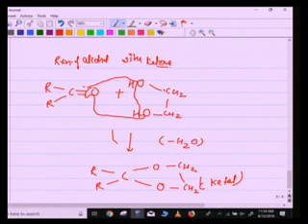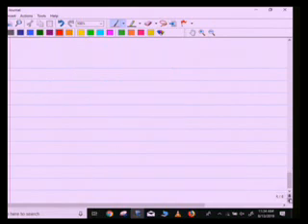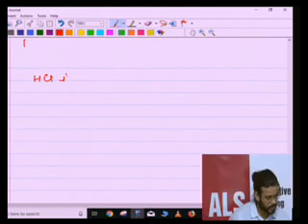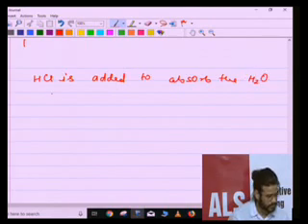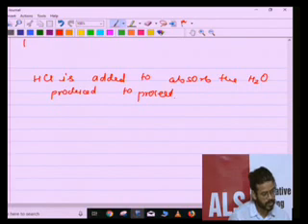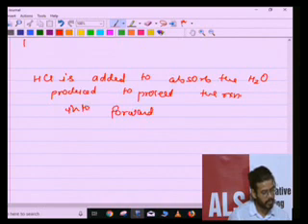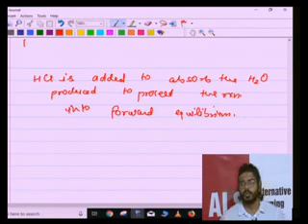Okay, so let me write it here. It is a very important point. HCl is added to absorb the extra amount of water produced, to proceed the reaction into forward equilibrium. I can say in the forward direction. Okay, so just note it down, and after that we are going to move to the next one.